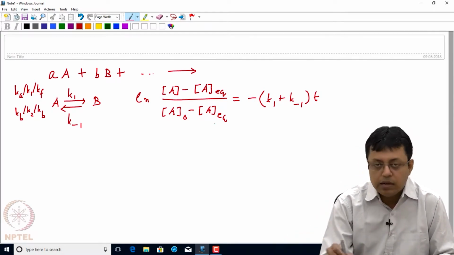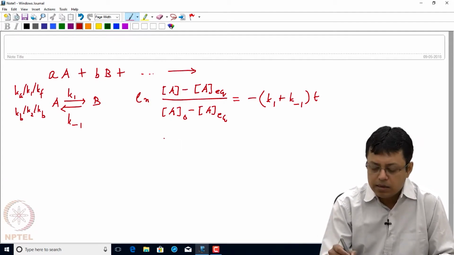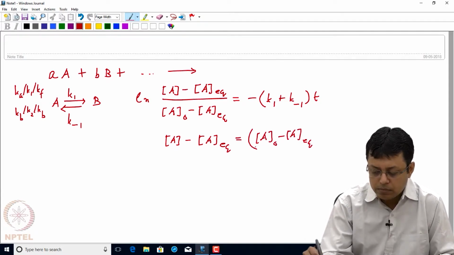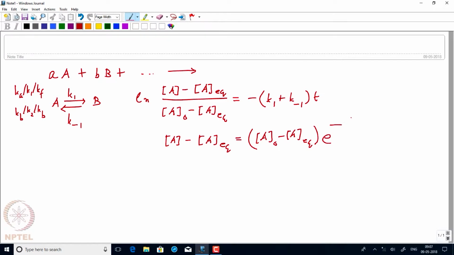Now look at it carefully. We can write it either in the logarithm form, or in the exponential form: A minus A equilibrium is equal to A0 minus A equilibrium times exponential of minus (K1 plus K minus 1) times T. Now the question is, what is A equilibrium? A equilibrium is the equilibrium concentration of A.